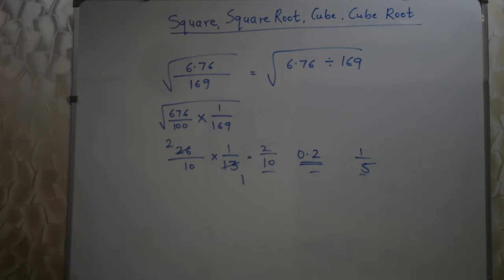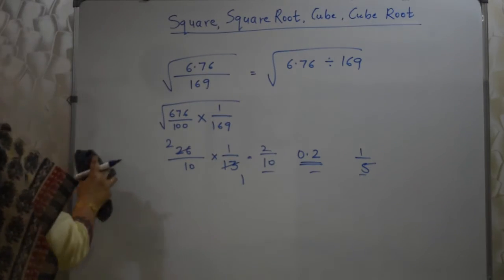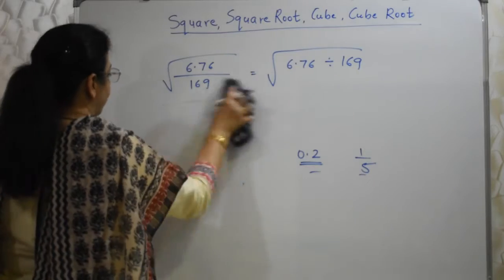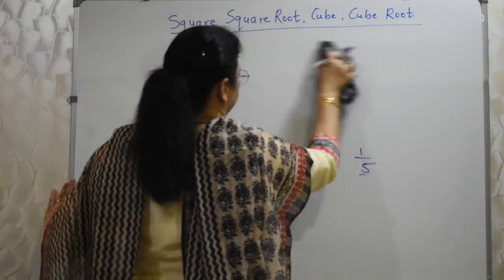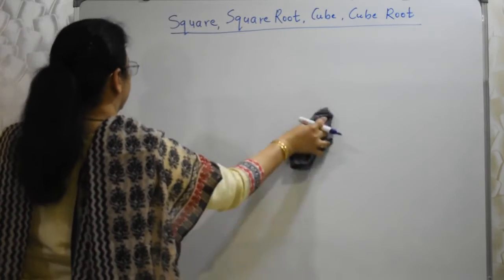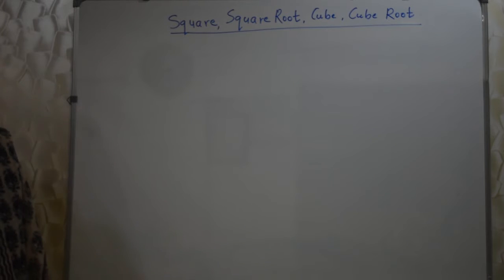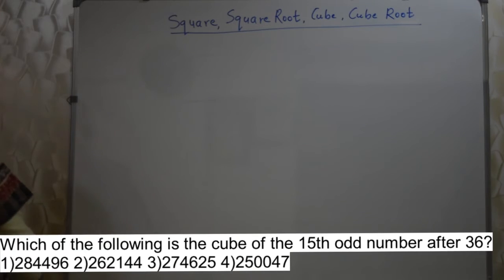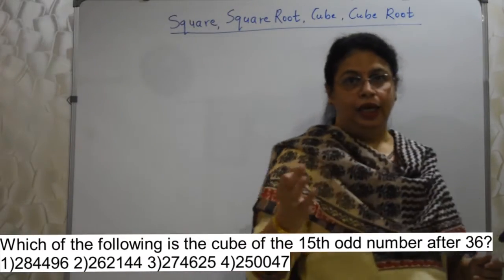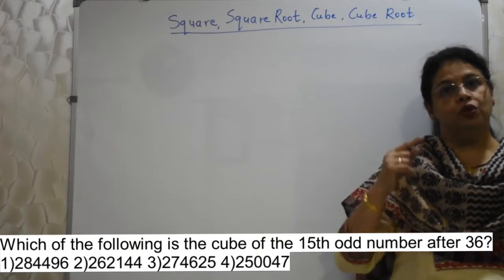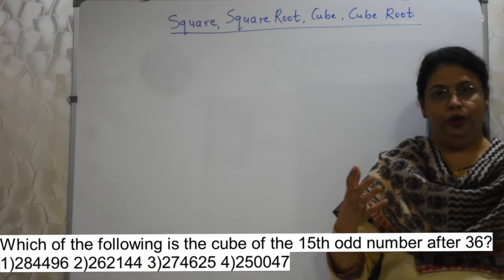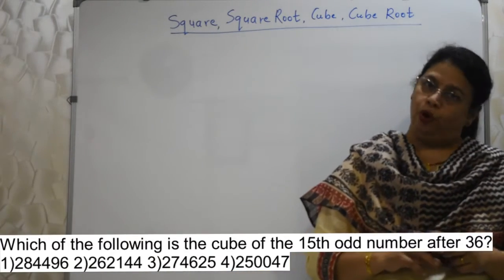Next one. Which of the following is the cube of the 15th odd number after 36? The question will appear on your screen, so read that properly. Here you are supposed to use a formula. How will you find out the 15th odd number after 36? Are you going to count it and see? No. Here you are supposed to solve sums in a smart way. Okay, which is that smart way? Make the use of formula whenever possible.